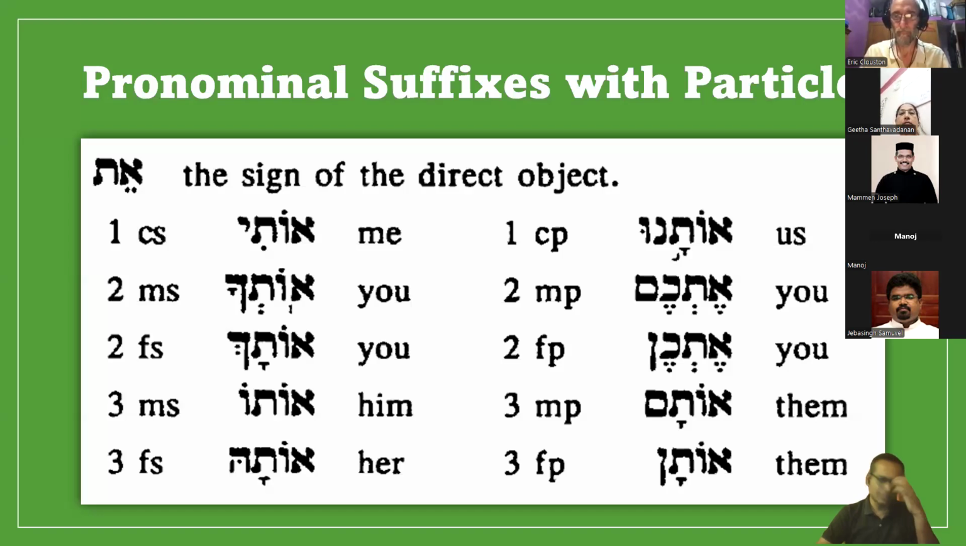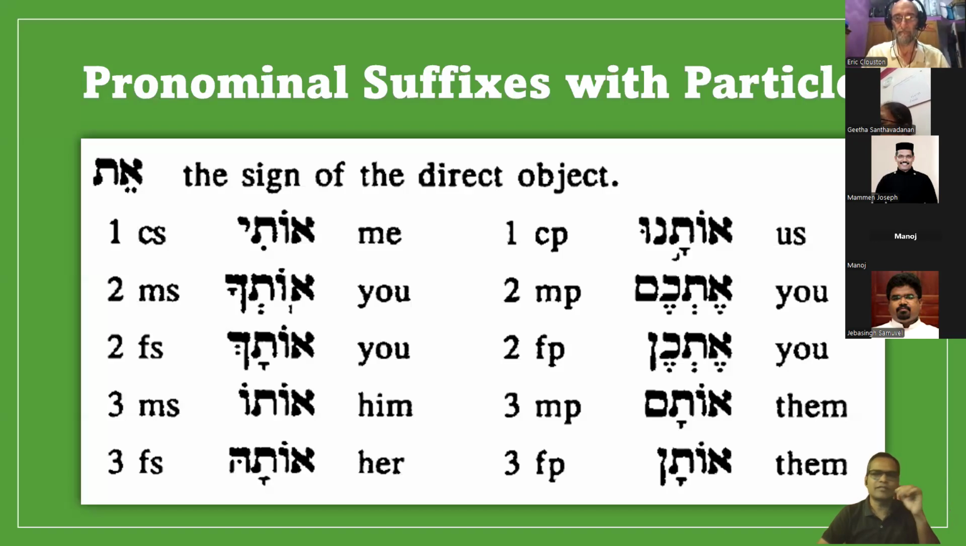Yes, I just have a doubt. So et is in absolute form, right? No. Please understand, et is just the sign of direct object. Et is not a noun. In order to indicate the object, et will be placed before the object. The absolute and construct states are only there for the noun.